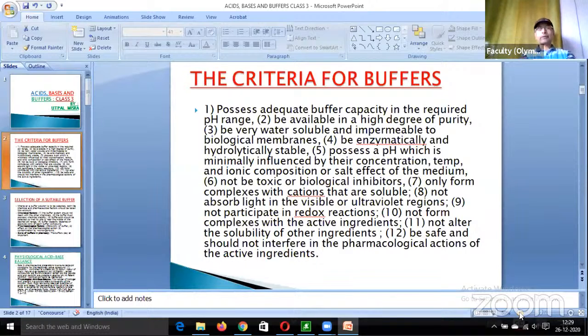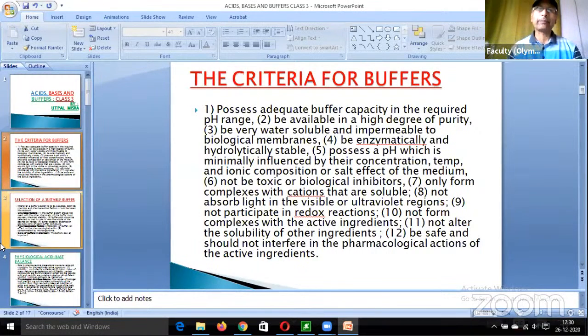So let us begin today with the remaining part of acid buffers. The criteria for buffers: the properties which a buffer should have for selecting a buffer. The buffer should possess adequate buffer capacity in the required pH range. The pH range in which we will work, in that pH range our buffer should have adequate buffer capacity. That is very important for selecting a buffer system. Second, the buffer system should be available in a high degree of purity. Because you are using it in a pharmaceutical system, it should have a high degree of purity.